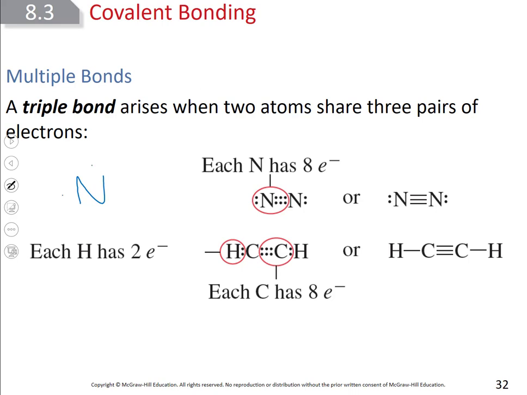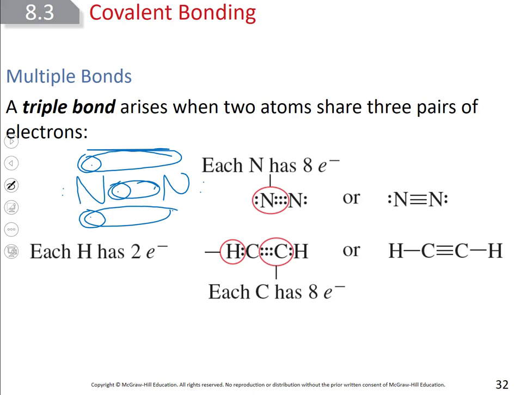Five, good. Which means each nitrogen can make how many bonds? Three. 1, 2, 3 unpaired electrons, so each nitrogen can make 3 bonds. So if I put 2 nitrogens up close to each other, they are going to want to make 1, 2, 3 bonds with each other, or a triple bond, end to end. You can also make triple bonds between 2 carbons.